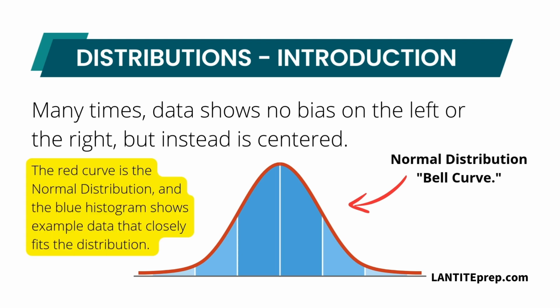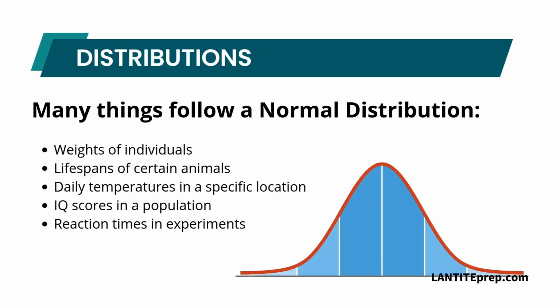The red curve is the normal distribution, and the blue histogram shows example data that closely fits the distribution. Many things tend to follow a normal distribution, including weights of individuals, lifespans of certain animals, daily temperatures in a specific location, IQ scores in a population, reaction times in experiments.